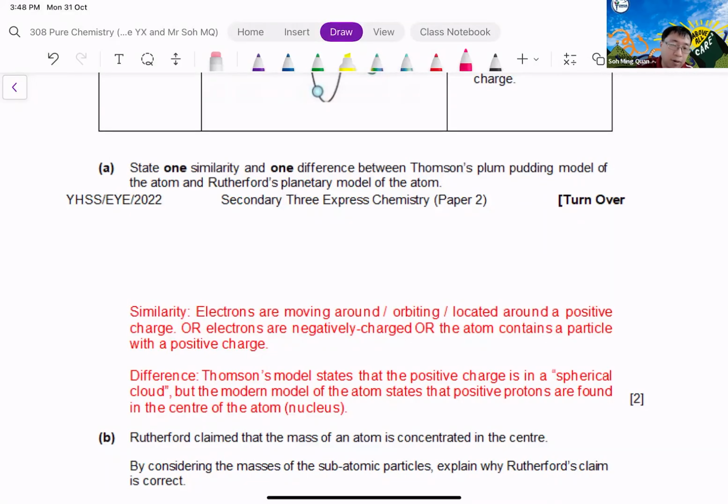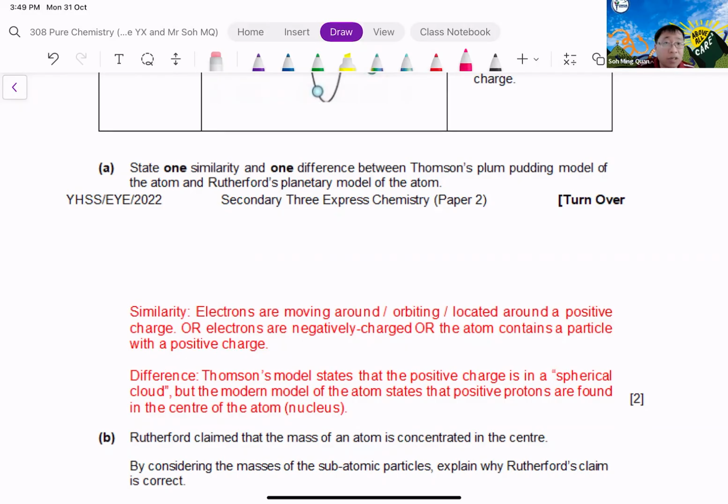The difference, though, is that, like I mentioned, the Thomson model states that the positive charge is in the spherical cloud, whereas the Rutherford model states that the positive protons are found in the center of the atom.